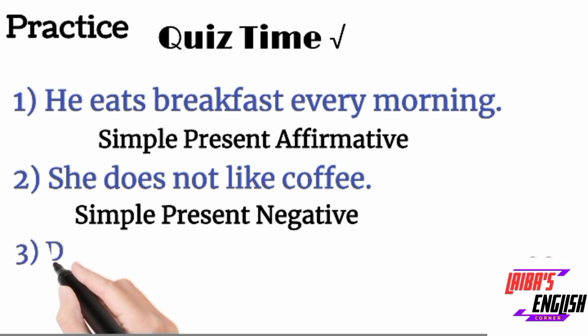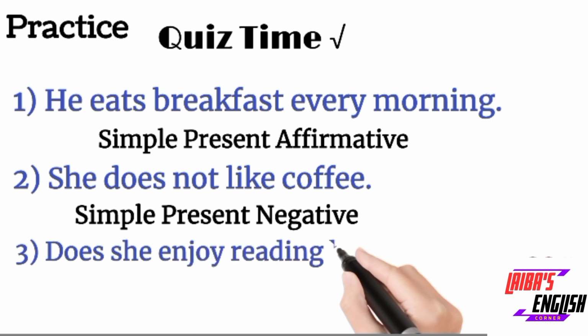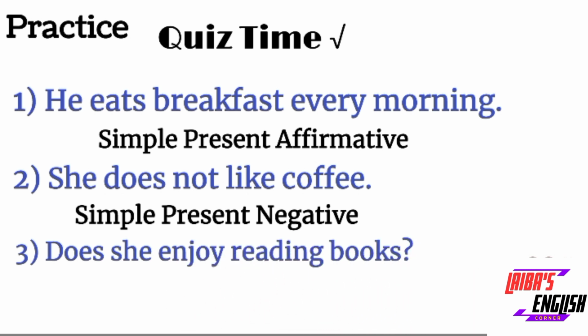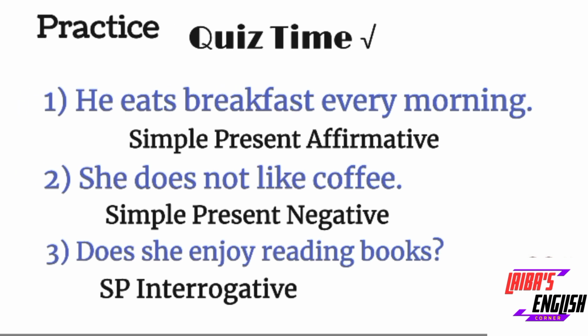Third example is: does she enjoy reading books? Question mark. So here I already told you that does is a helping verb of present. So it is simple present interrogative tense. Is it very easy? Yes, it is very easy. Tenses are very easy. You just have to follow the rules and it's very easy.